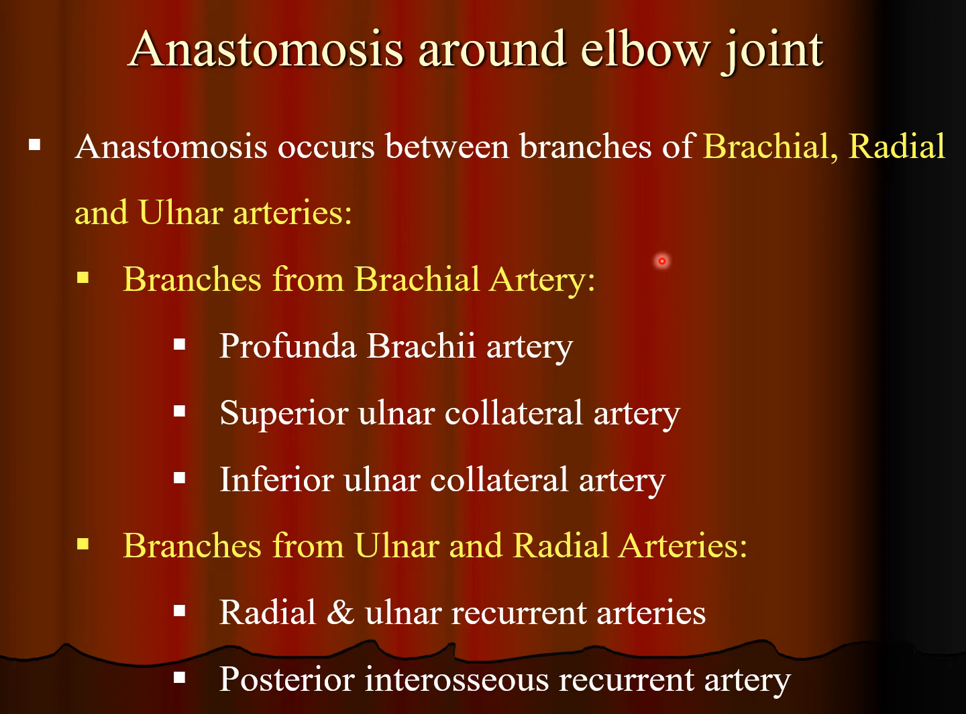So, branches of the brachial artery are profunda brachii artery, superior ulnar collateral, and inferior ulnar collateral. These are the three branches which take part in anastomosis around the elbow joint with the branches of ulnar and radial arteries. These branches are radial and ulnar recurrent arteries and posterior interosseous recurrent arteries. Recurrent means that if an artery arises from the parent artery and does not move forward but runs backward, opposite to the direction of its parent artery, that is known as a recurrent artery. So radial and ulnar recurrent and posterior interosseous recurrent.